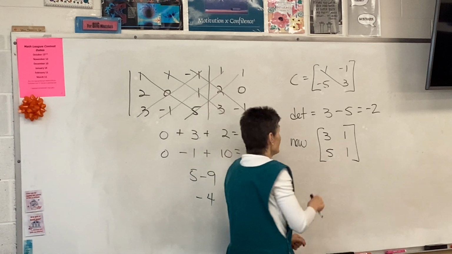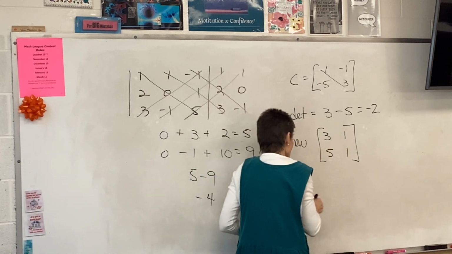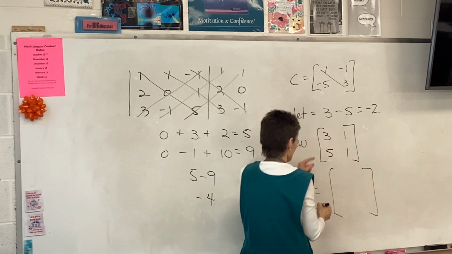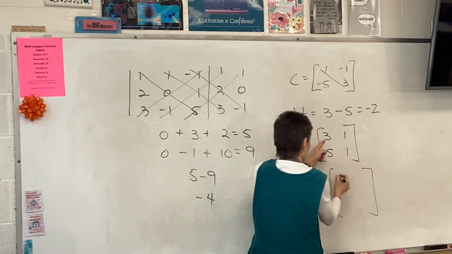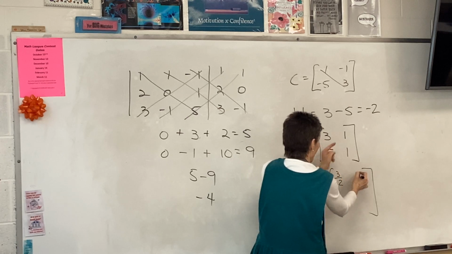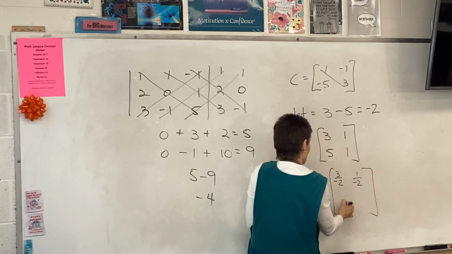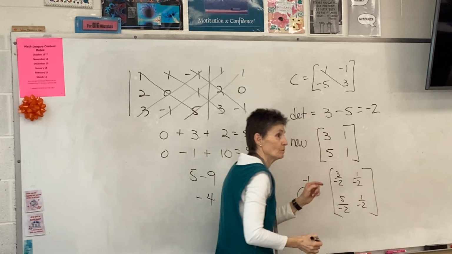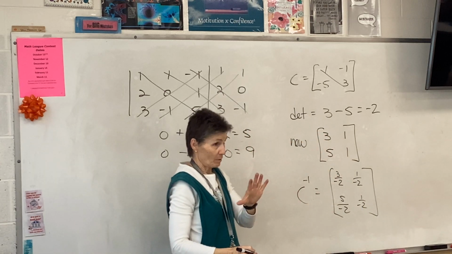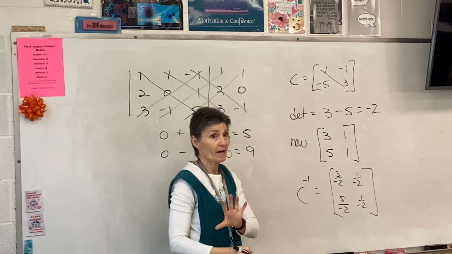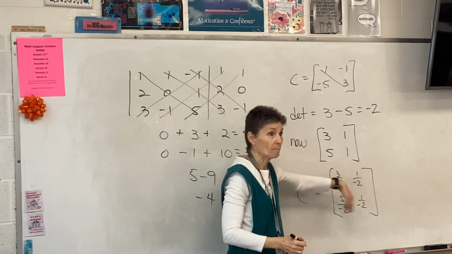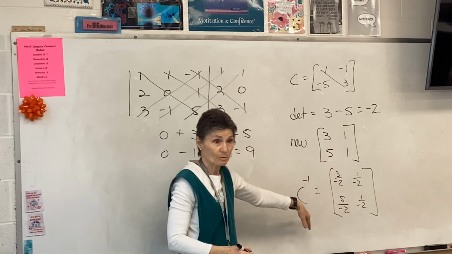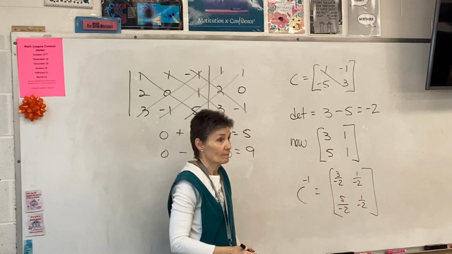And then we take every one of these numbers. Our actual inverse is going to be 3 over negative 2, 1 over negative 2, 5 over negative 2, and 1 over negative 2. Remember, not this time, but a lot of times something in there will reduce. So if it does, you need to do it. So we're finished.